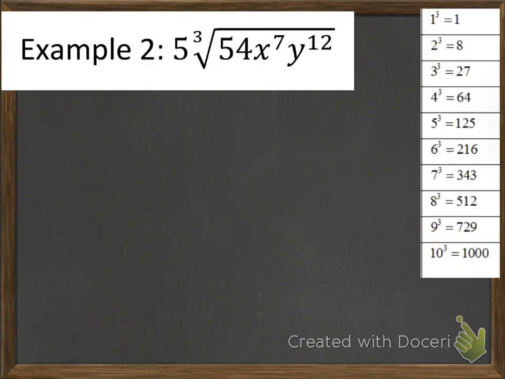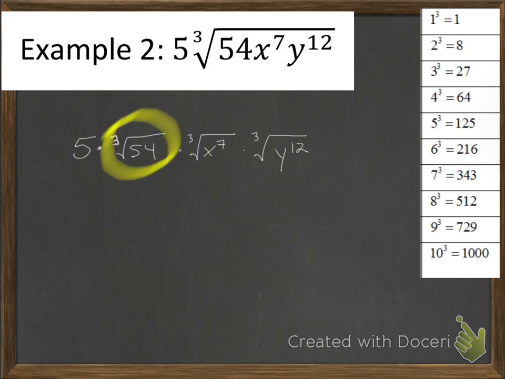All right, let's do another example. So this one's interesting. First of all, we have a number on the outside, we have 5, and we also have numbers as well as variables on the inside. So let's rewrite this, first of all, as 5 times the cubed root of 54 times the cubed root of x to the 7th times the cubed root of y to the 12th, okay? So writing things out this way is going to help us break this problem down into smaller bits, okay? So let's start with the cubed root of 54.